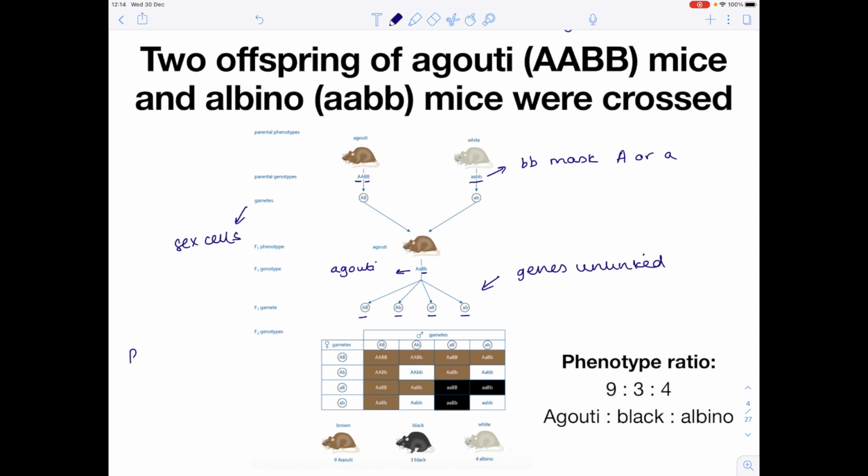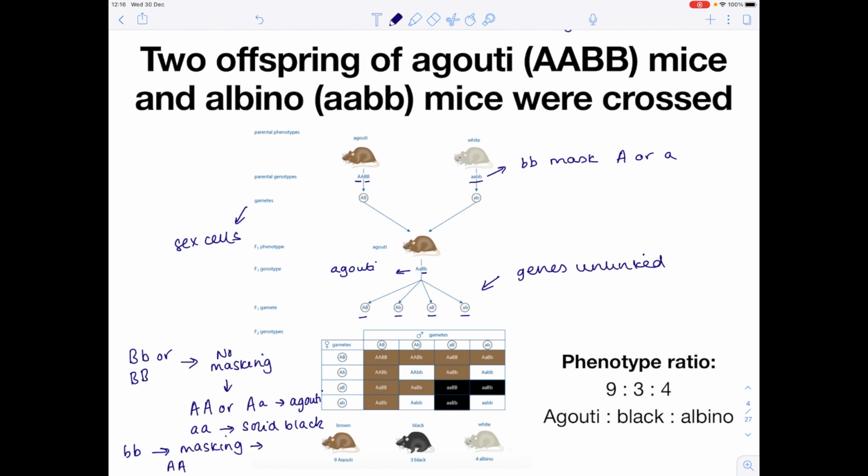Just to remind you, if you have either capital B, capital B or capital B, lowercase b, then no masking occurs. So if you have either capital A, capital A or capital A, lowercase a, you're going to have an agouti mouse. What about if we had the homozygous recessive genotype with capital B, capital B or capital B, lowercase b? Then you'd have your solid black mouse. Let's look at the final combination. If we have the homozygous recessive lowercase b genotype, we'd be masking our A gene. So it doesn't matter what combination of A's you had, you'd always end up with albino.